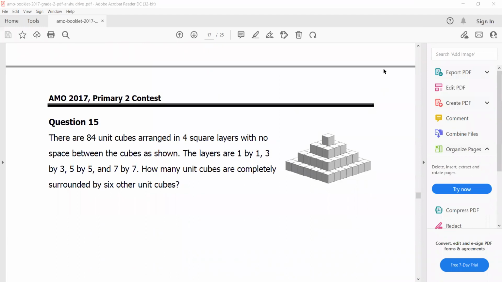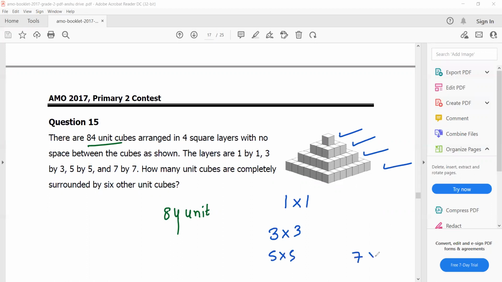Now this was, I found, the most intelligent type of question, or you can say the toughest question for a child to interpret, particularly when he is in grade 2. So 84 unit cubes, how many cubes are there? Total 84 cubes. Now you see carefully, 4 square layers: first layer, second layer, third layer, fourth layer. And how many squares in each square pattern? 1 into 1, then 3 into 3, then 5 into 5, and 7 into 7.